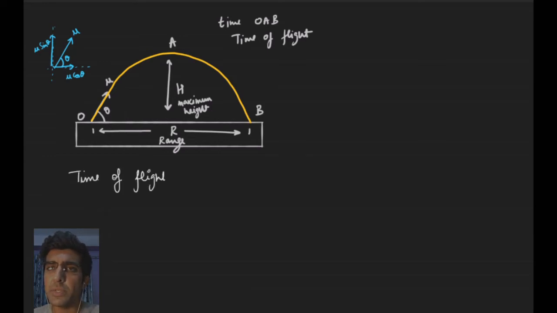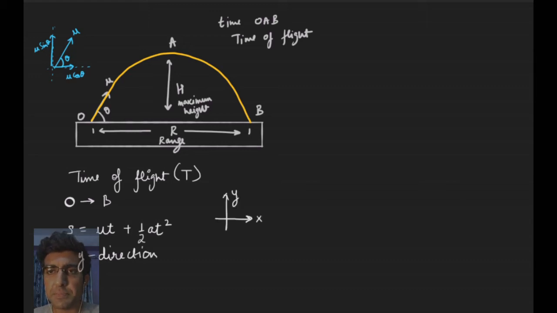We can use either the first equation or the second equation. Let's apply the second equation, s equals ut plus half at square, from O to B, O being the initial point and B the final point. Let's apply it in the y direction because it's easy to calculate. We'll take upward as positive y and right as positive x. The displacement from O to B in the y direction is 0, because O and B are at the same horizontal level, so there is no displacement in the y direction.